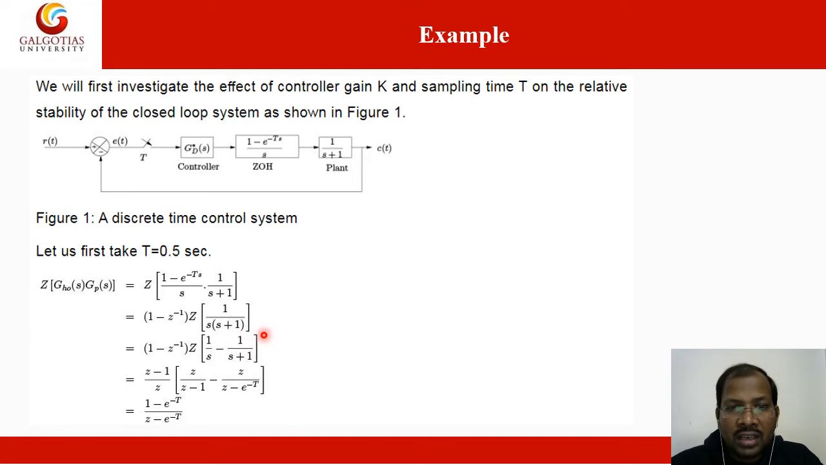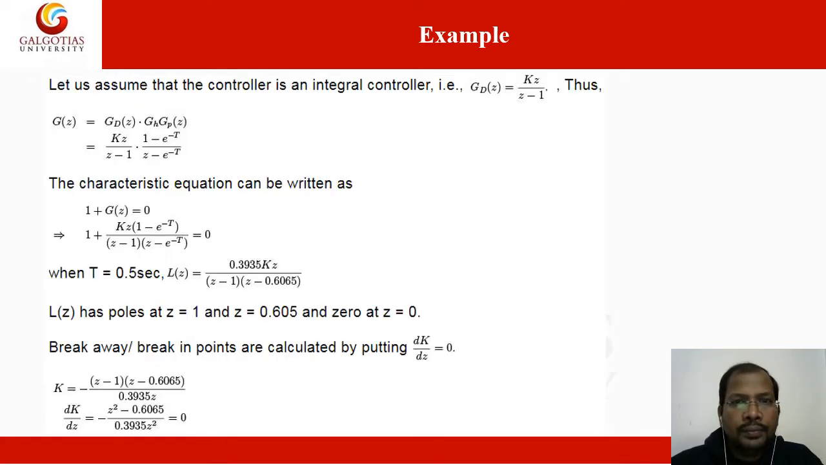Apply partial fractions. When you take the Z transform, we get this form of the equation, which we can write like this, G_H0 G_P of Z. Put the sampling time value here and you can calculate this. So these are all the terms, and we can retain all the terms. After calculating this, now we have to calculate the overall characteristic equation.